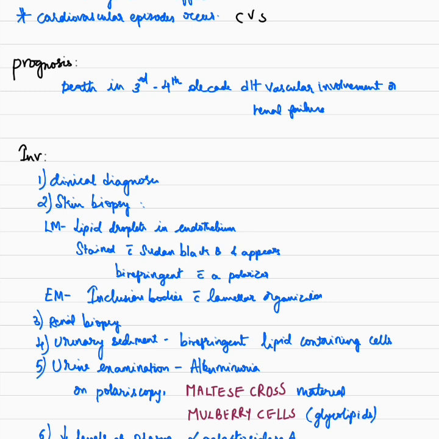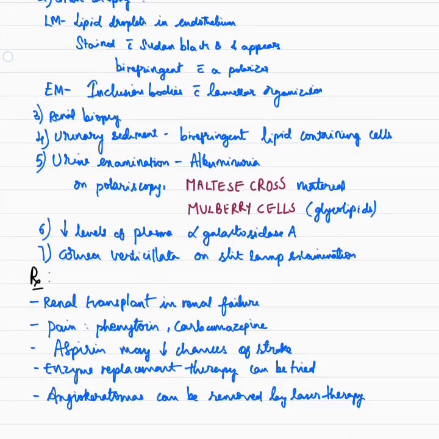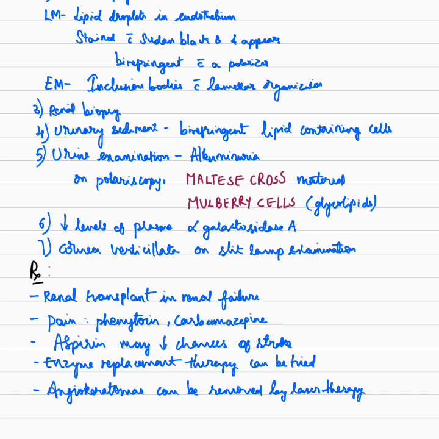Coming to the investigations, clinical diagnosis and skin biopsy on light microscopy shows lipid droplets in the endothelium, which can be stained with Sudan black, and they appear doubly refractile or birefringent with a polarizer. On electron microscopy, inclusion bodies with lamellar organization are seen intracytoplasmically, and on renal biopsy we can find similar infiltrative findings. Urinary sediment shows birefringent lipid-containing cells. On urine examination there is albuminuria, and on polariscopy there is a Maltese cross appearance of the material with mulberry cells, which are glycolipids. There are decreased levels of plasma alpha galactosidase A, and cornea verticillata can be examined using slit lamp examination.